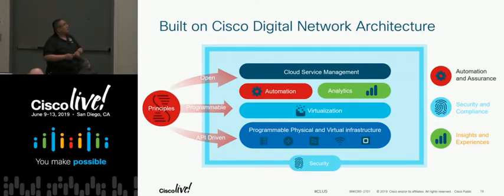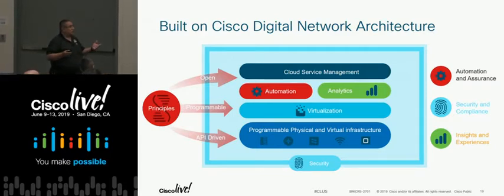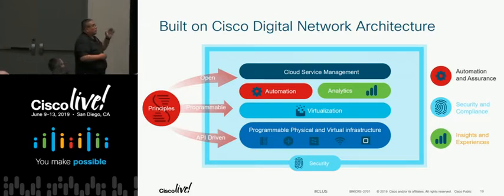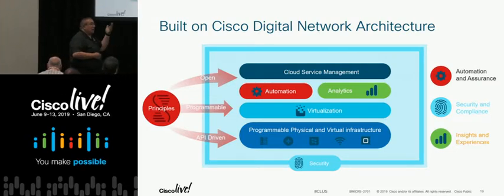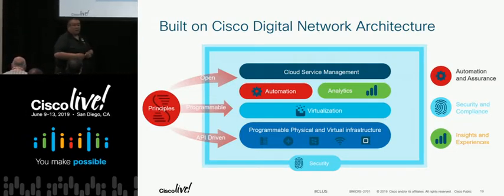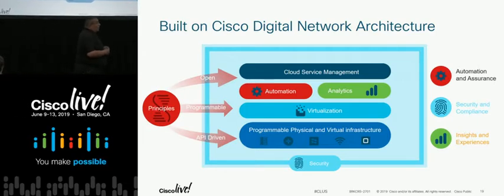As we move up the stack, automation and analytics, right? Automation: DNAC, vManage. Analytics: the tools inside of DNAC and vManage as well that give us the ability to both push configuration to the network elements based on your intent and consume the counters and run analytics against that, turning those counters into real insights into the network. And then at the top of the stack, this thing that we call cloud service management.